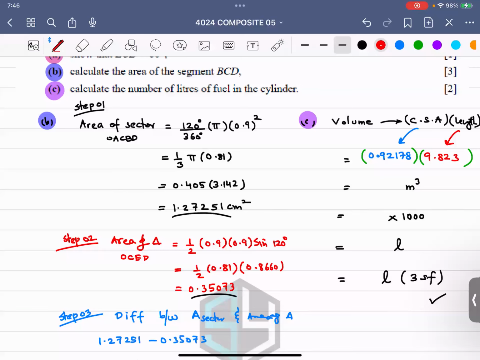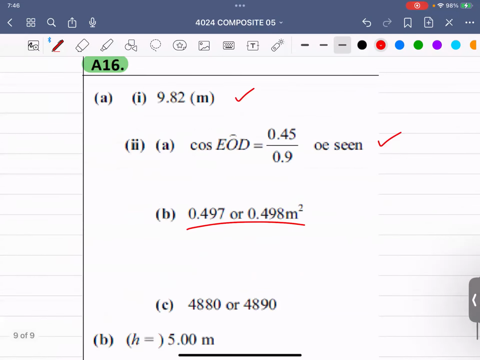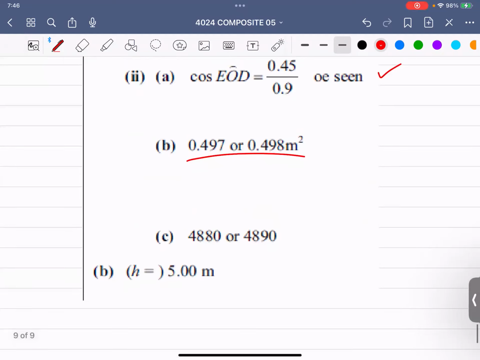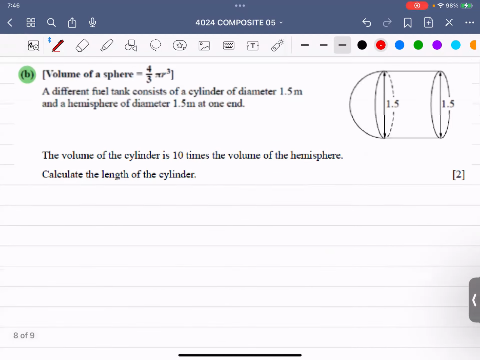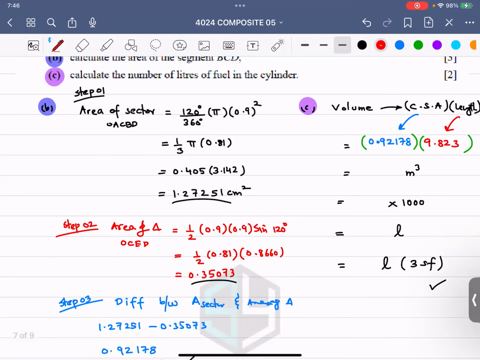0.92178. This is 9.054. Now, was this answer correct? No, this is not correct. Something is missing from here. I think maybe I made some silly mistake. 120 over 360, that is 1/3. This is all good. And this is pi into 0.81. So 0.81 divided by 3. Here's the mistake. I think I divided by 2. So let me just correct this thing also.